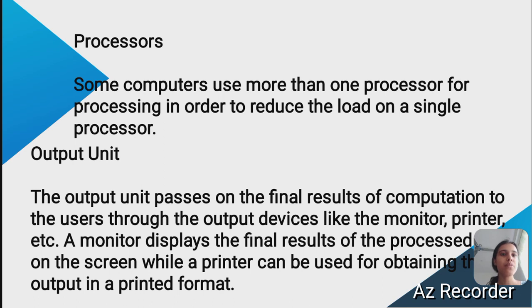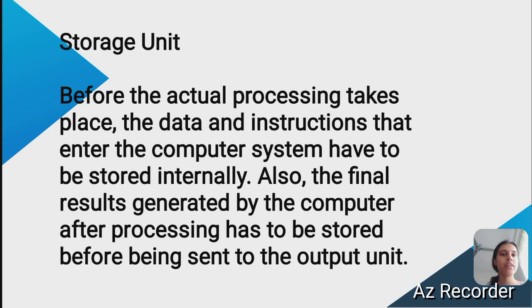Processors. Some computers use more than one processor for processing in order to reduce the load on a single processor. Output unit. The output unit passes on the final results of the computation to the users through the output devices like monitor, printer, etc. A monitor displays the final results of the processed data on the screen, while a printer can be used for obtaining the output in a printed format.